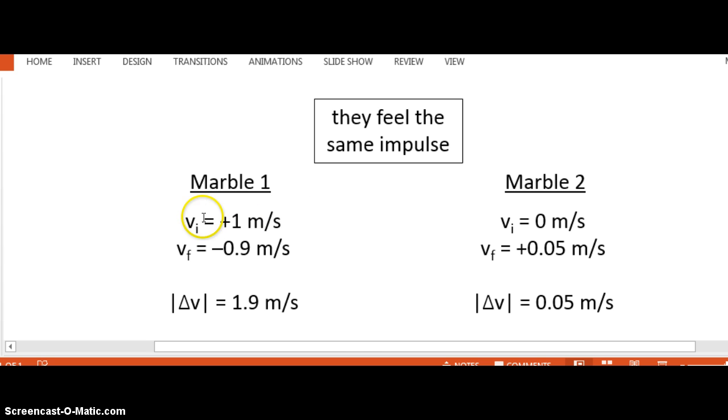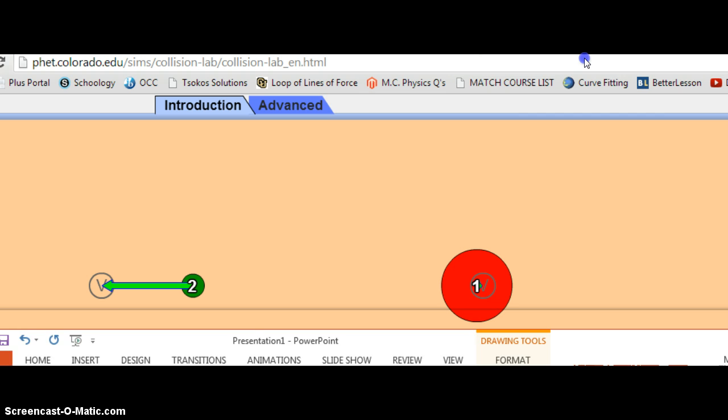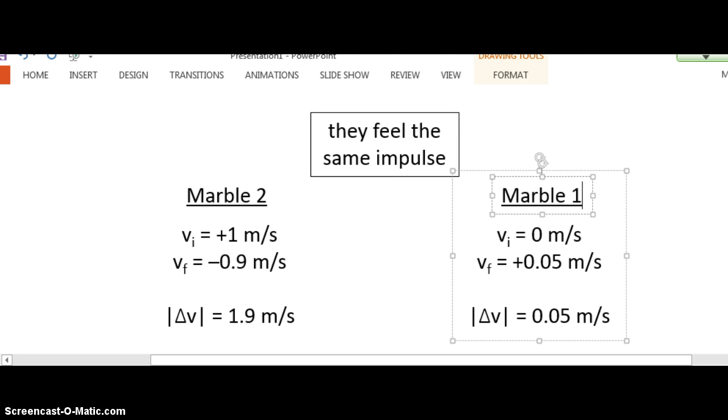Marble 2, this is the small marble here, starts out with a velocity of about 1 meter per second. It's heading to the right, so positive. After the collision, it's going to the left, so negative, and it's almost the exact same speed, 0.9. Marble 2 has a change in velocity of 1.9 meters per second. That's if we ignore the sign. So 1.9 is the difference between 1 and negative 0.9.